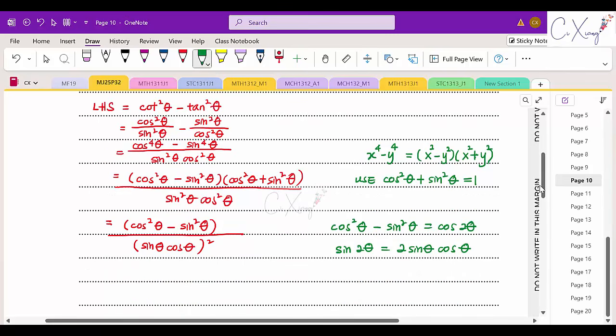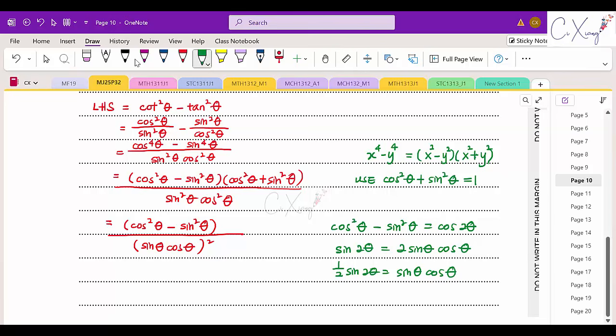And if I bring it over, I will be having 1 over 2 sine 2 theta equals to sine theta cos theta. So you can see that for this one, I want to apply it on my numerator, and this one, I want to apply it at the denominator. So if I combine all the results that I showed you, I will be having cos 2 theta at the numerator divided by half sine 2 theta squared.